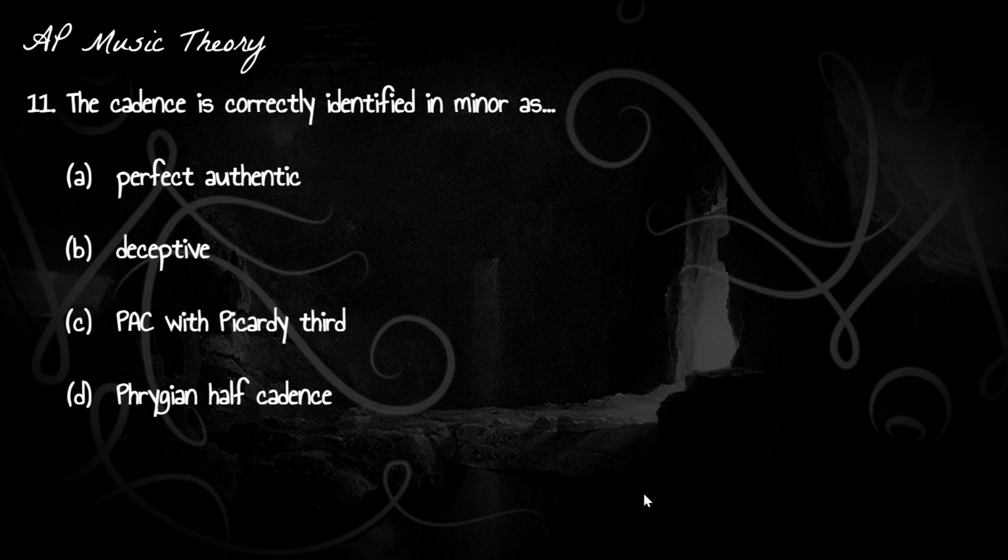Question 11. The cadence is correctly identified in minor as A. Perfect authentic, B. Deceptive, C. Perfect authentic with Picardy third, or D. Phrygian cadence, half cadence. Let's listen.